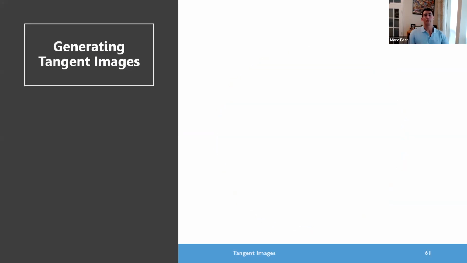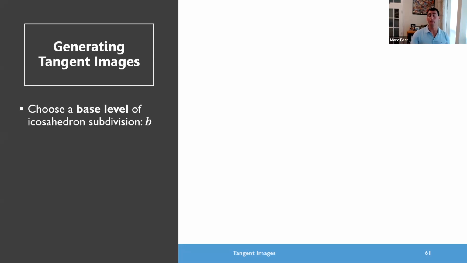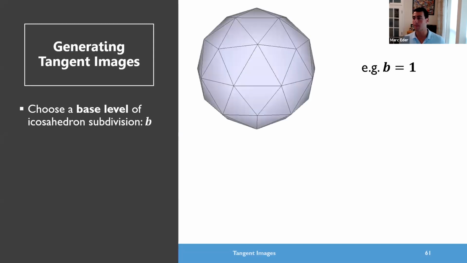Okay, so I'm going to talk for a minute about how we generate tangent images. I'll go into some detail on this just for the sake of understanding the nomenclature when I describe things later. Basically, the first step is we set a base level of icosahedron subdivision. We call that B. For example, if we set B equals 1, we're going to derive our tangent images from the faces of a level 1 subdivided icosahedron. Now, when we set this base level, we determine 3 things.